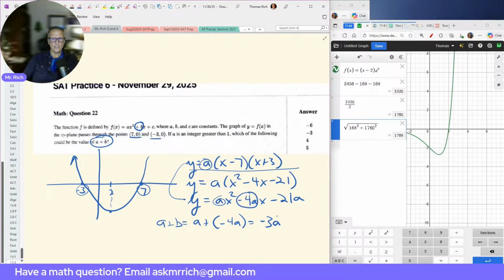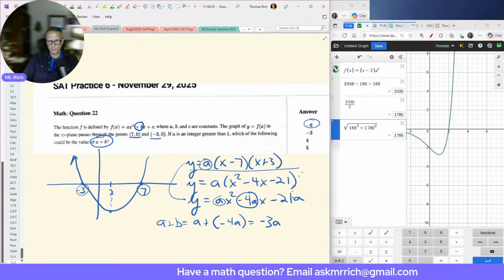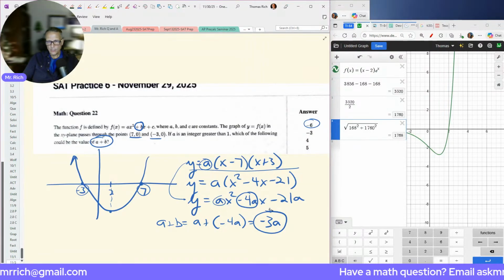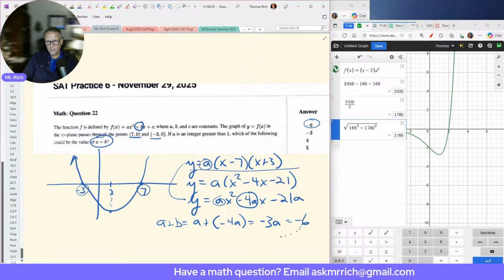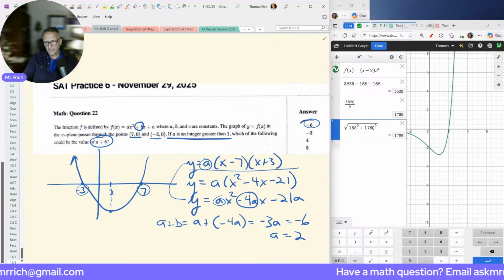So if a is an integer greater than 1, which of the following could be the value of a plus b? Well, if I try these answer choices, these are all answer choices for a plus b, and I've just determined that a plus b is -3a. Could it be equal to -6? Well, if it did, that would mean a is 2, and that meets the criteria of being an integer greater than 1. So I think that's going to be my answer.